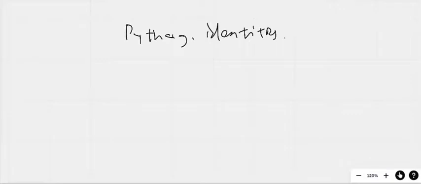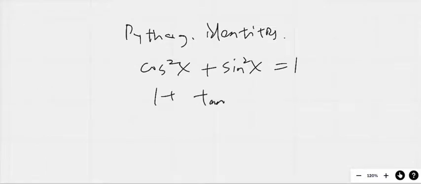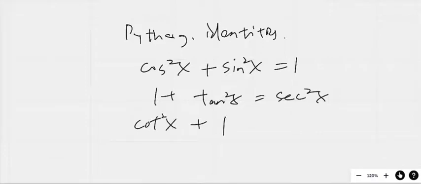I'll take you through the Pythagorean identities, law of cosines, and law of sines. So the Pythagorean identities, in short, are just cosine square x plus sine square x is equal to 1, and 1 plus tangent square x is equal to secant square x. And the last but not least is cotangent square x plus 1 is cosecant square x.